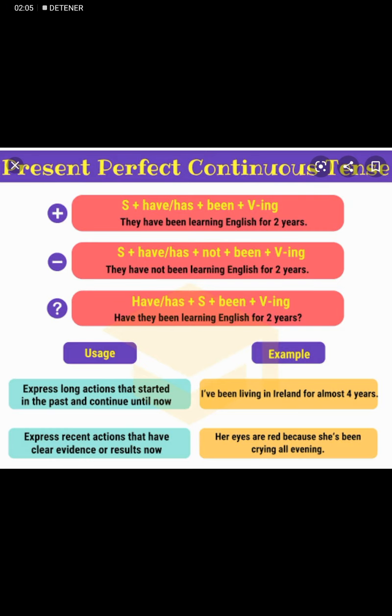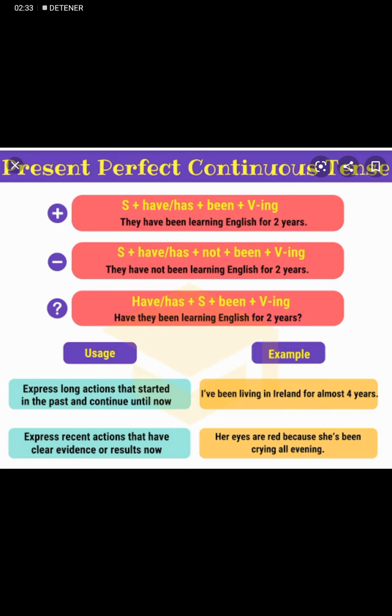Now when we want to make negative sentences, first we need the subject, then we need the auxiliary verb, and after the auxiliary verb have or has, we will include also the negation not. After not, we will use again the past participle of the verb to be, been, and finally we're going to use the verb in ing, like we did in the affirmative sentence. So the only difference between positive and negative is going to be not. They have not been learning English for 2 years.